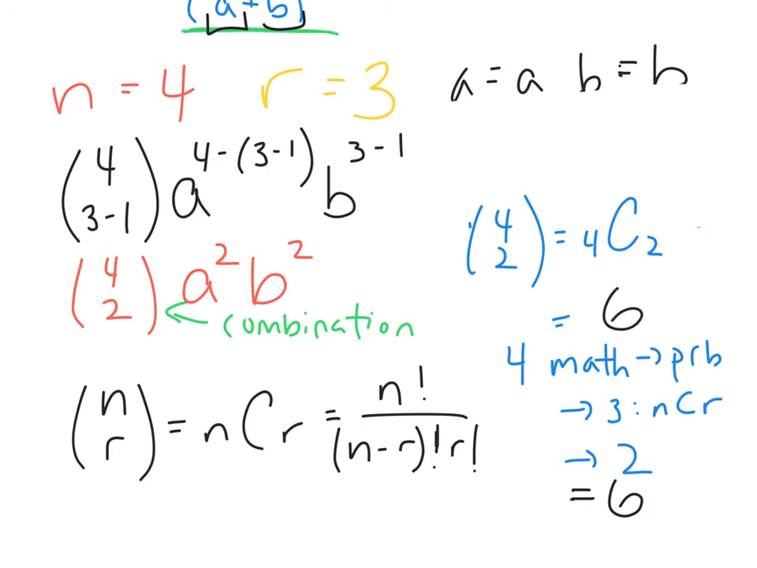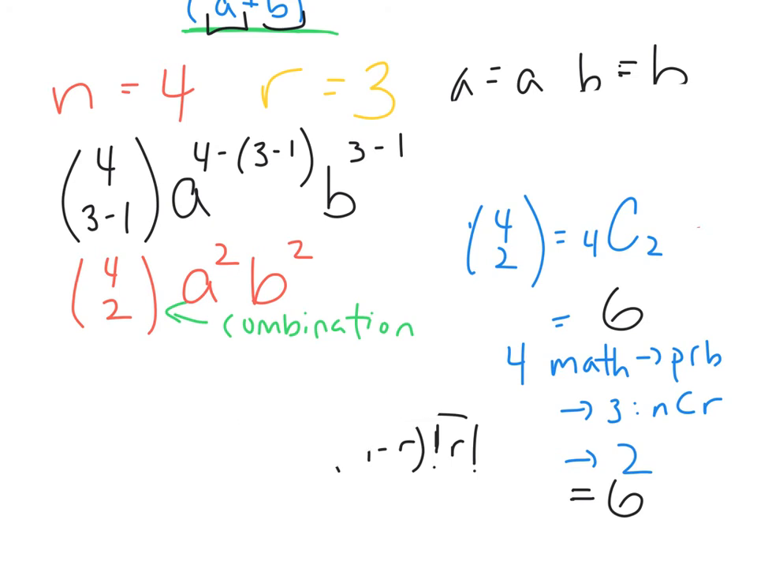So let's put everything together now. Let me erase this. Let's see what happens. We just used our calculator and we saw that 4 choose 2 is equal to 6. And then what's left over? A squared b squared. Okay, so that's it. That's our answer.